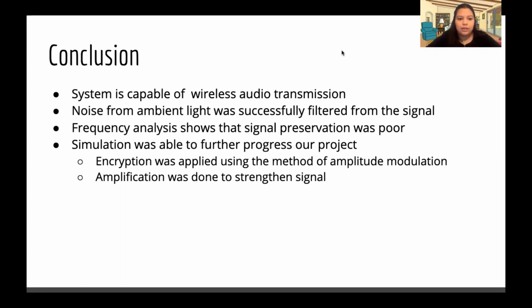Some of these results include that amplitude modulation would work as an encryption method, however, for us it did not. And the use of amplification was able to strengthen our signal.